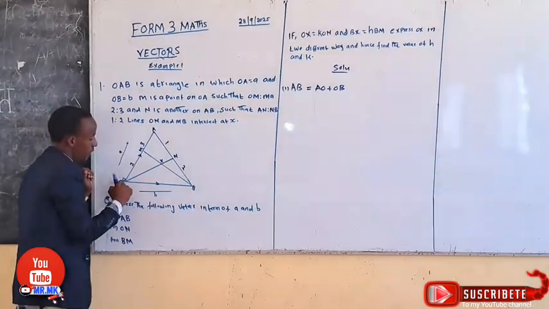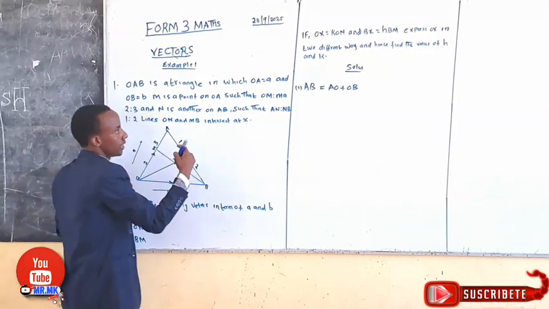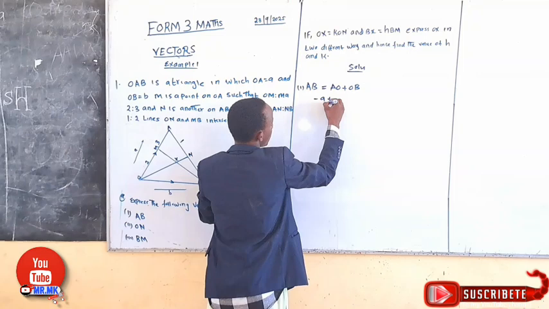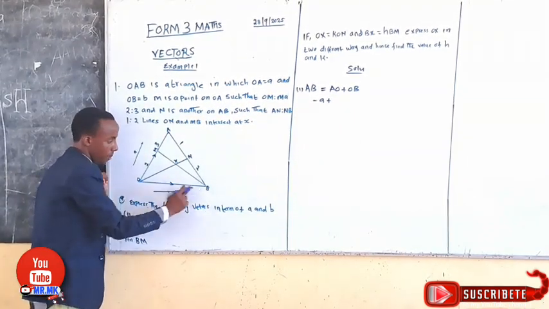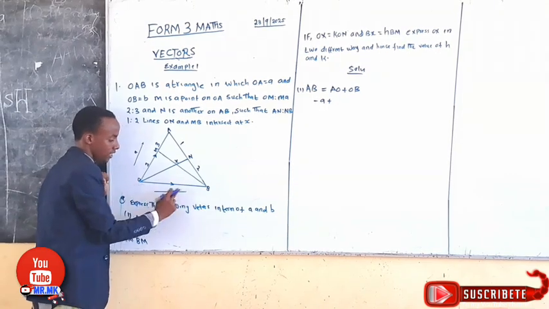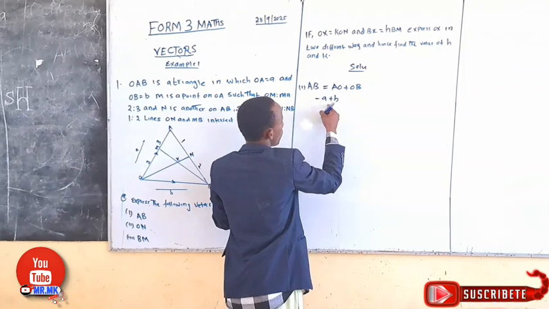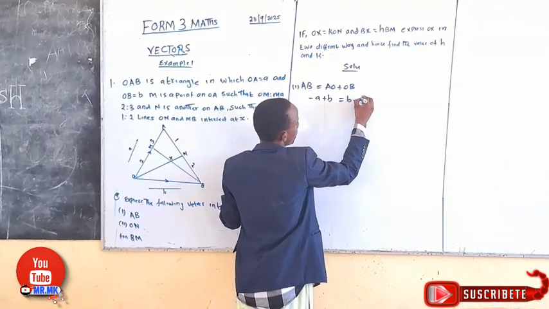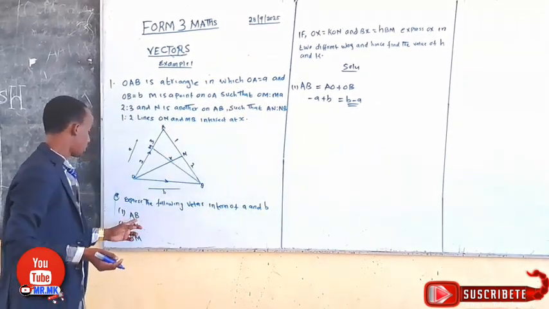AO is the opposite of vector A. So if it is against the direction, what do you say? Negative A, plus OB, because we are moving with the direction, and OB is vector B. You can leave it like this, or you just say B minus A. That is for that question. I think we have solved it.